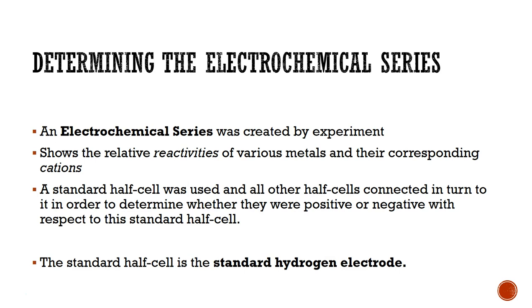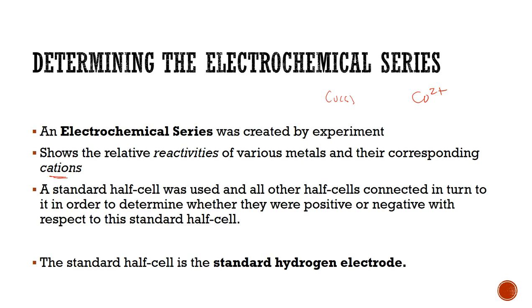So the electrochemical series, which is in your data booklet and should always be used when we're talking about redox reactions, was created by experiment. It's an empirical measurement, created by experiment like so many of the other constants that we have in chemistry. And it shows the relative reactivities of metals and their corresponding cations. So we're looking at things like copper solid compared to copper 2+.